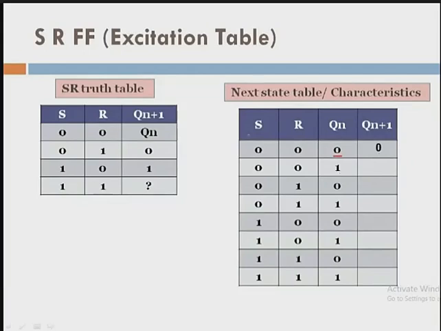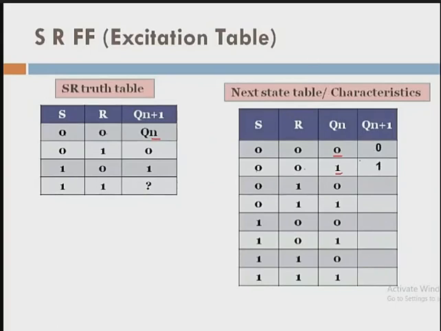Now next, the SR value is again 0 and 0. See in the truth table, if SR is 0, 0, it again depends on your output value, that is, on the Qn. So in this case Qn is 1, so your next output value will be a 1.